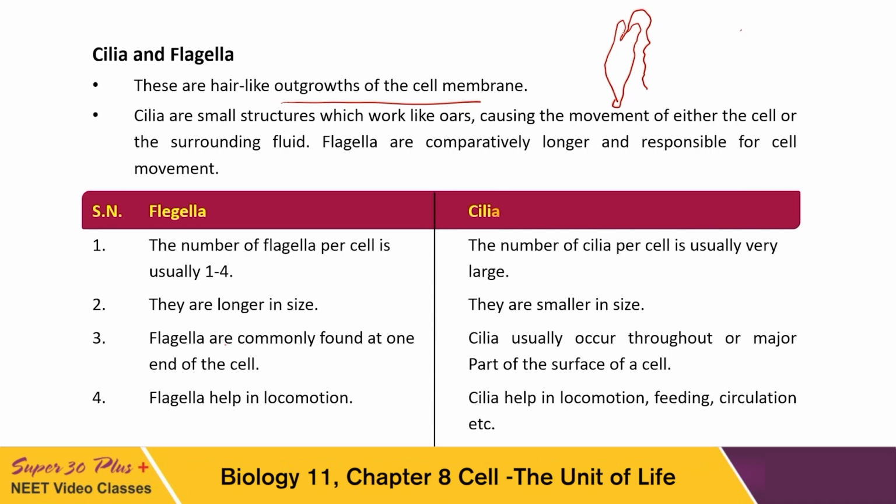While in case of paramecium, there are so many minute outgrowths coming out from the plasma membrane, that is cilia. Both of these, cilia and flagella, are structurally similar, and they cause movement either of the cell or of the surrounding fluid. These are the locomotory organs. Cilia and flagella both are responsible for locomotion.